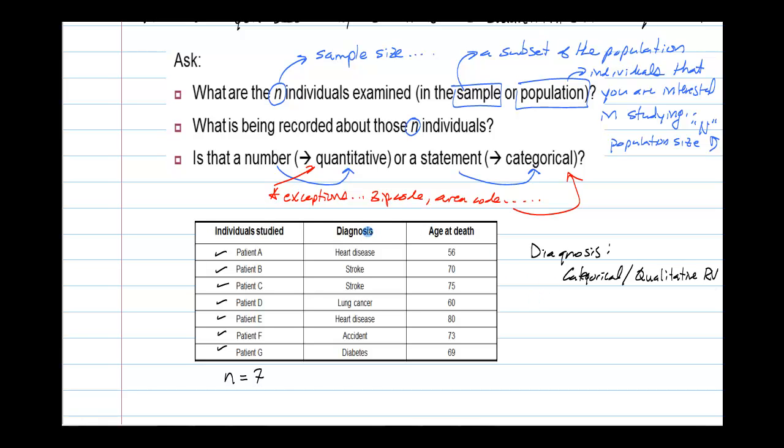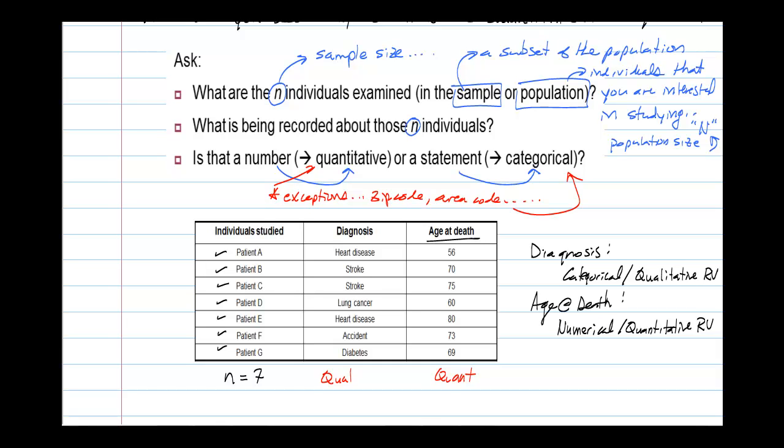The next variable we have here is age at death. Well, your age at death is certainly a number, and it's a number that it makes sense to manipulate arithmetically. It's fine to find the average of. So this would be a numerical or a quantitative random variable. And again, RV stands for random variable. So for this case, this is our qualitative and this is our quantitative random variable.